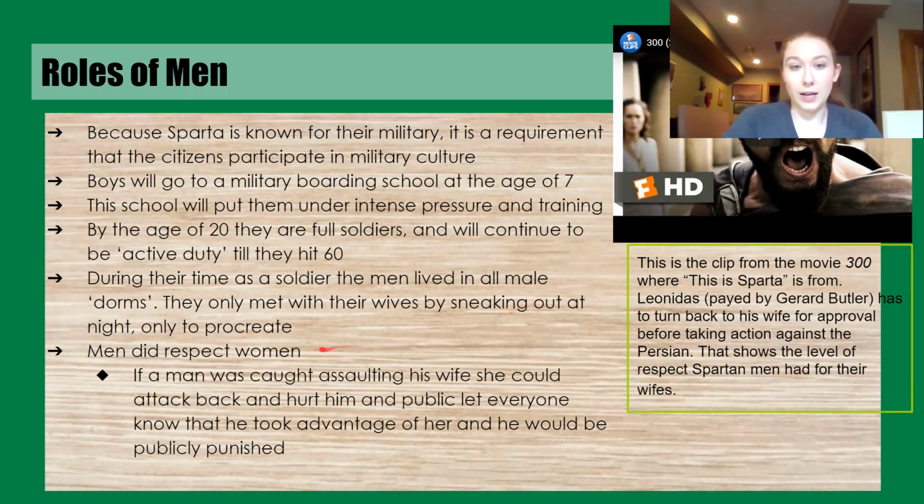The big thing that I want to point out is that Spartan men actually respected their women, which we don't see in other cultures that we've talked about. In Athens, we didn't see that level of respect. In Sparta, we do. Men know that if they were caught assaulting their wife, she could attack them, whether with a knife and actually cut them, or she could publicly humiliate that man and he would be publicly punished for taking advantage of his wife. And so there was a lot of respect that women had from their Spartan men counterparts, which we don't see really in other parts of the world. Men understood that women had a greater role than just bearing children, and they really allowed women to take on those unique roles, which we'll talk about on the next slide.